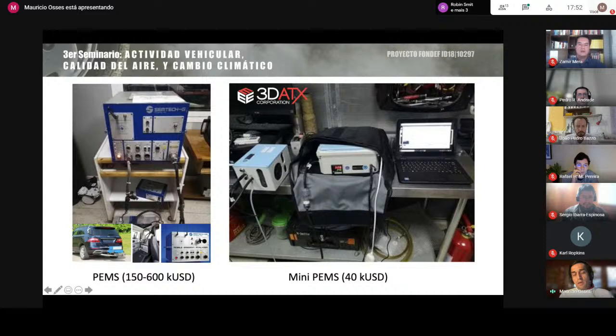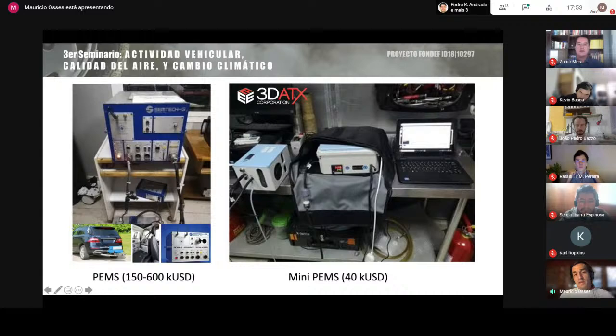Hopefully we will have one of the new versions if we can get the money to get those. So in the meantime, we are using this unit that is already like 12 years old. It's in a very bad condition, but it's still measuring. And the prices we have been receiving from quotations from Semtech, Horiba, and AVL are between $150,000 and even $600,000 if you want to buy the whole equipment.